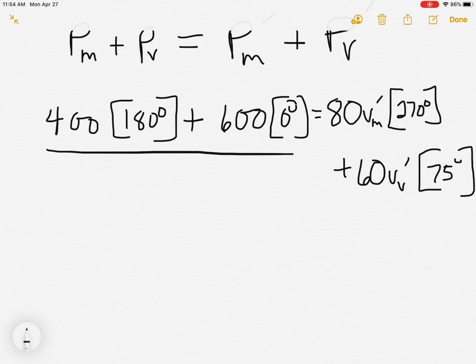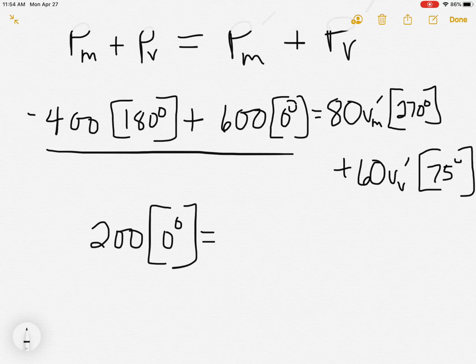All right, so how can we solve this? Well, on the left side of the equation, because it's linear, it's back and forth, we don't need to do a triangle. Because this is east and west, we can assign a negative to the 400 and a positive to the 600, and we can figure that out, and it would become 200, right? And that would be 0 degrees.